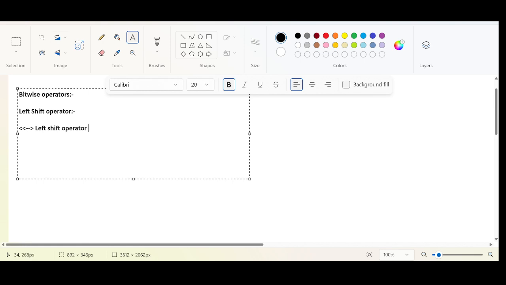So let us understand this. For any given number, if I do a left shift, let's take a small example like a equal to 5, and I want to do 5 left shift 1. What is the output going to be? First let us see the output displayed by a Java program, and on top of this output, we will evaluate it from our end.